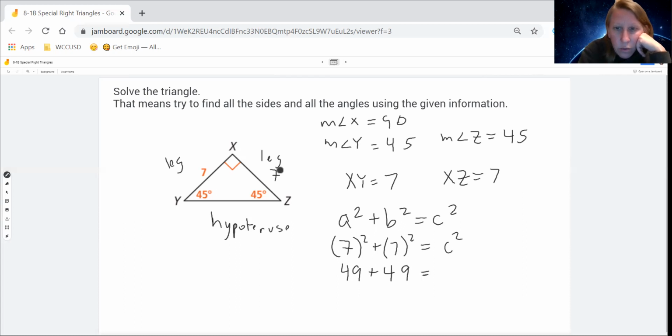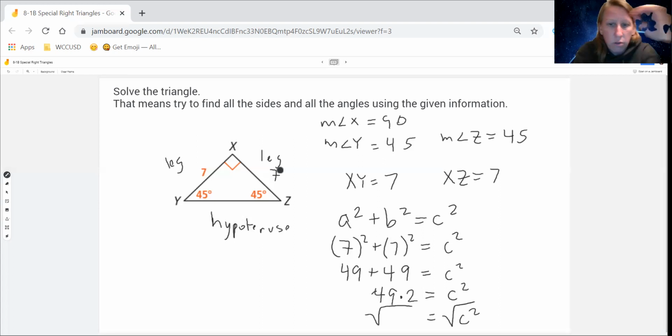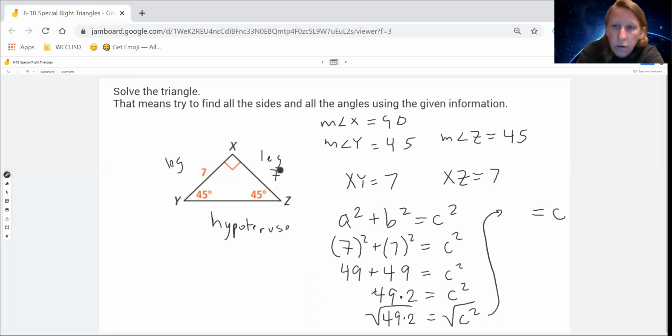And I'm going to do a really cool trick. You guys ready for it? 49 plus 49 is 49 times 2. What? Okay. And then I'm going to take the square root of both sides. So if I want to find the value of the hypotenuse, I'm going to take the square root of both sides. And that's going to be the square root of 49 times 2. And that is C. So if I can figure out what the square root of 49 times 2 is, that's going to be my answer.